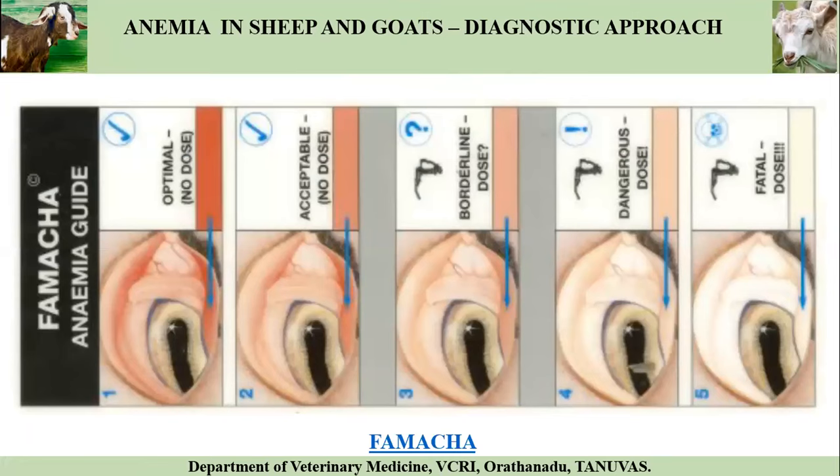Then followed by the FAMACHA charts. It's basically a chart of anemia guidelines developed for sheep. The first picture shows optimal mucous membrane color, pink and moist. Then the second one is the acceptable mucous membrane color, pale pink. Then the third one is the borderline mucous membrane. It may need treatment. Then the fourth one is the dangerous color of the mucous membrane. At this stage, we should intervene in the case. Then the fifth picture shows the fatal papery white mucous membrane. At this stage, essential treatment is needed, along with ruling out the causes of anemia.